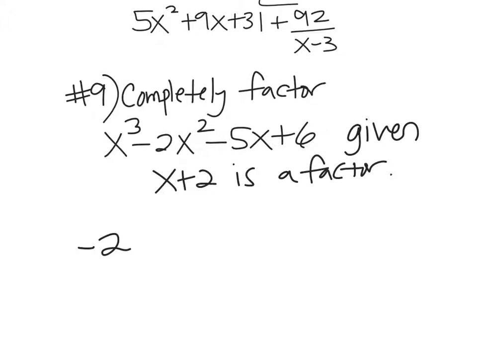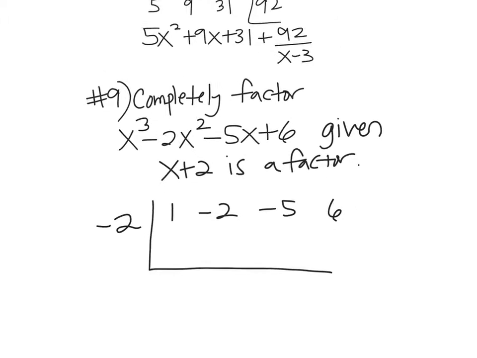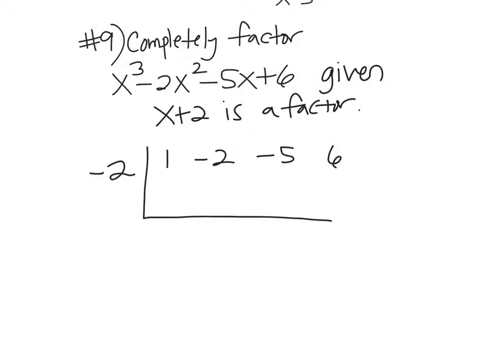So let's do synthetic division because we like that better. We're going to take negative 2. This is x plus 2, so we take negative 2 on the outside. And we do 1, negative 2, negative 5, and 6. You're going to get so good at these, you're going to go super fast. You're going to bring down the 1. 1 times negative 2 is negative 2. Add, negative 4. Negative 4 times negative 2 is 8. Add, 3. 3 times negative 2 is negative 6. Remainder 0. Now, if you don't get a remainder 0, then you did something wrong, okay?